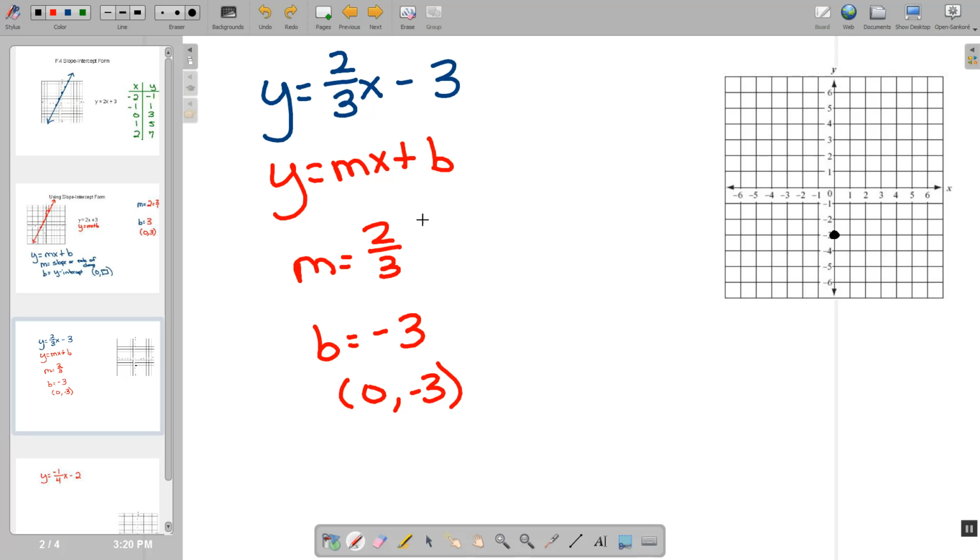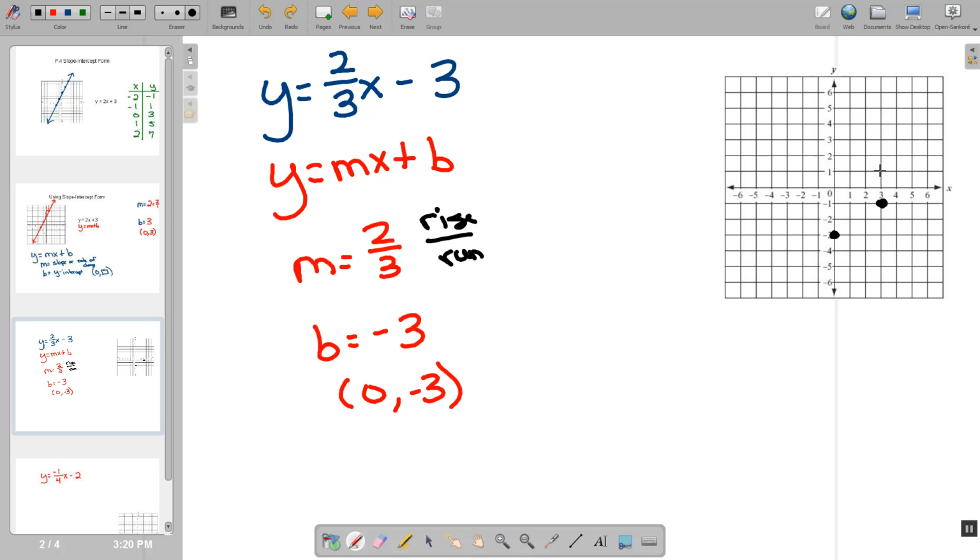Now we're going to use the slope, which is rise over run again. So we're going to rise 2, 1, 2, from the point. This is a mistake people make frequently. They'll rise from the origin. No, you rise from your b value. So we rise 2, and we're going to run 3. 1, 2, 3. And there's our first point.